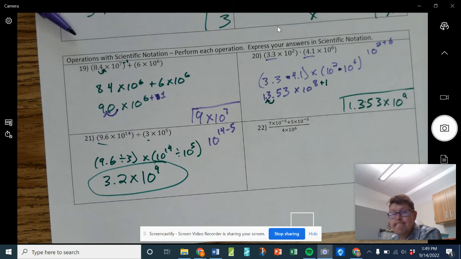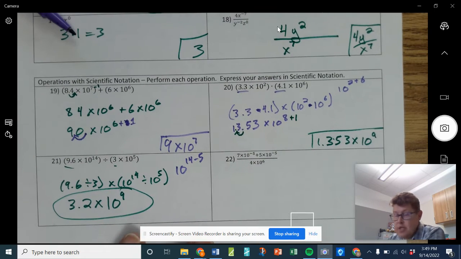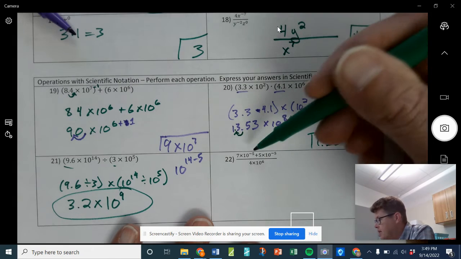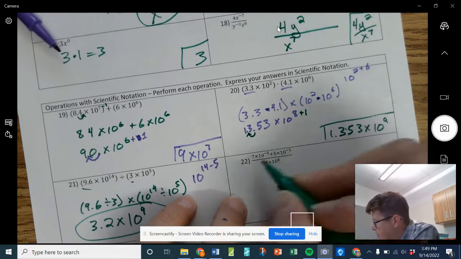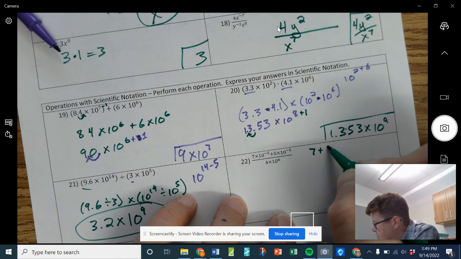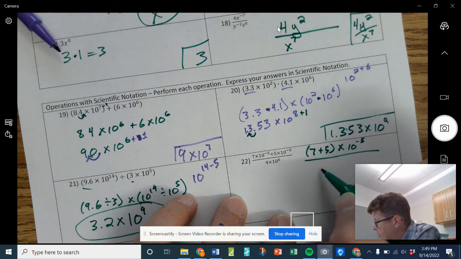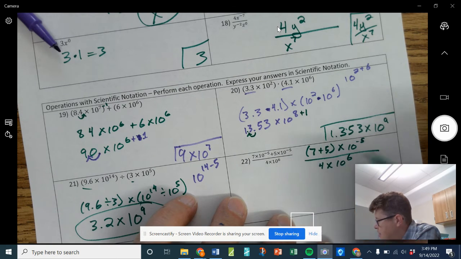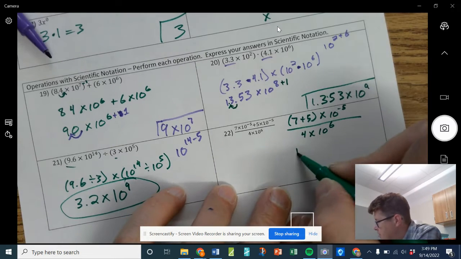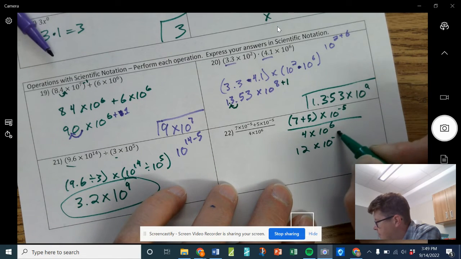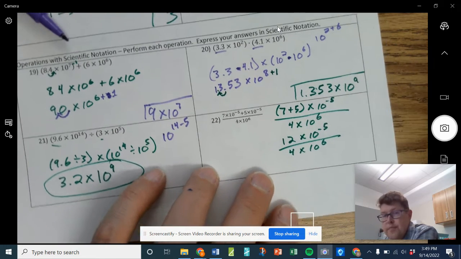Here's the big daddy, guys. This looks easier than it is, right? And it's easier than you think because we already have matching exponents for our addition problem. So on top, we're just going to add that 7 plus 5 and multiply it by that 10 to the negative 5. And we still have that 4 times 10 to the 6th on the bottom. Now we add these together. 7 plus 5 gets us 12 times 10 to the negative 5 over 4 times 10 to the 6th.